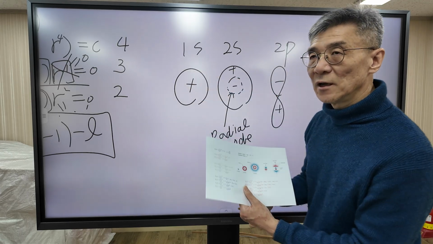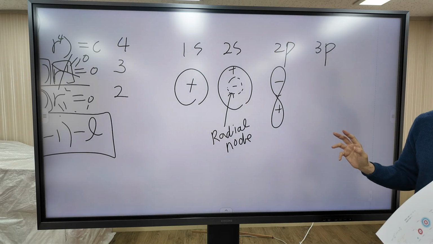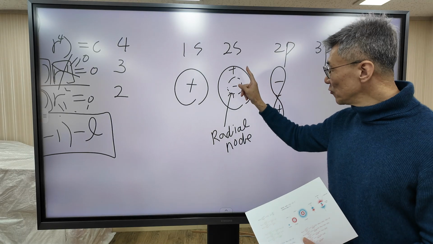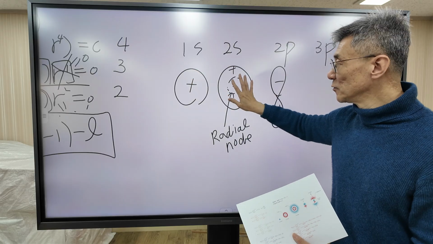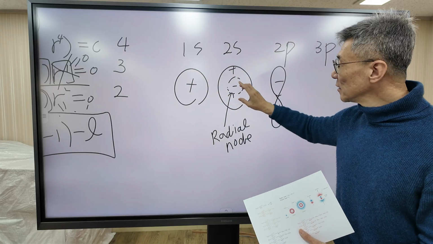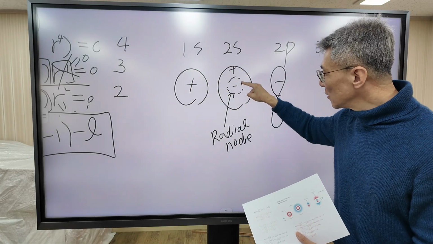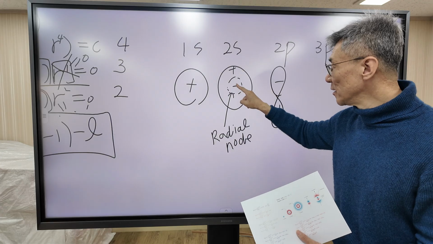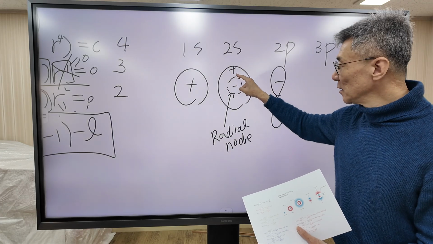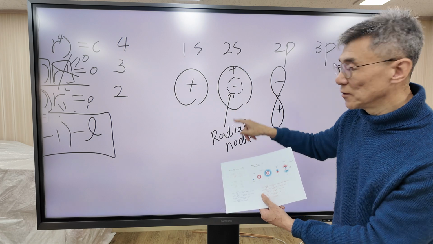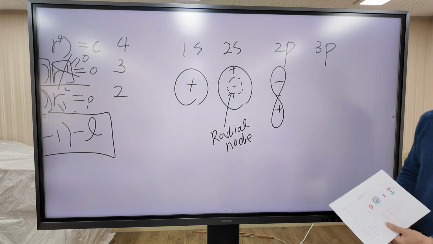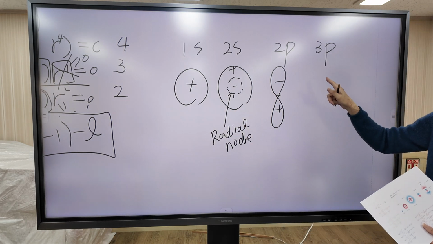In 1s orbital, there is no radial node. In 2s orbital, there is one radial node. The shape is the same, geometrically symmetric. But in 2s orbital, one radial node appears. It changes sign, minus to plus. This white region corresponds to radial node. Then what happens to 3p orbital?